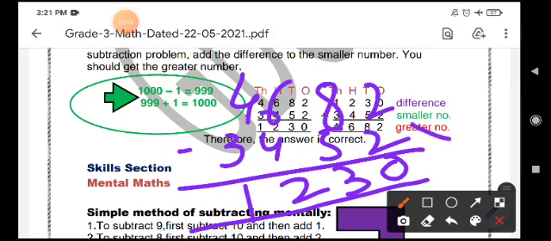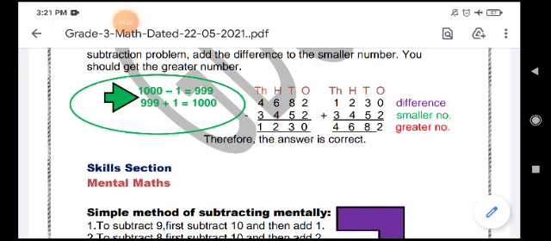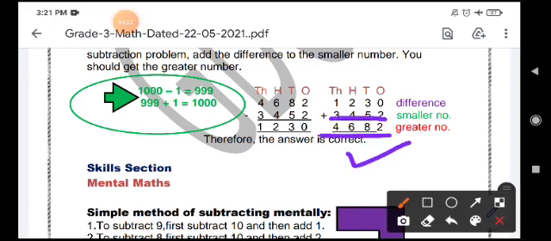Now, when you are going to check, you are going to see the relationship between subtraction and addition, right? You are going to add the subtrahend, that is this smaller number, and the difference, that is your answer. See how to do it. 2 plus 0 is 2. Is it so? Yes. 5 plus 3 is 8. Is it so? Yes. 4 plus 2 is 6. Is it so? Yes. 3 plus 1 is 4. So, here we got the answer, that is the minuend, 4,682. This is the greater number. This is how we also verify our answer, and this is the relationship between addition and subtraction.